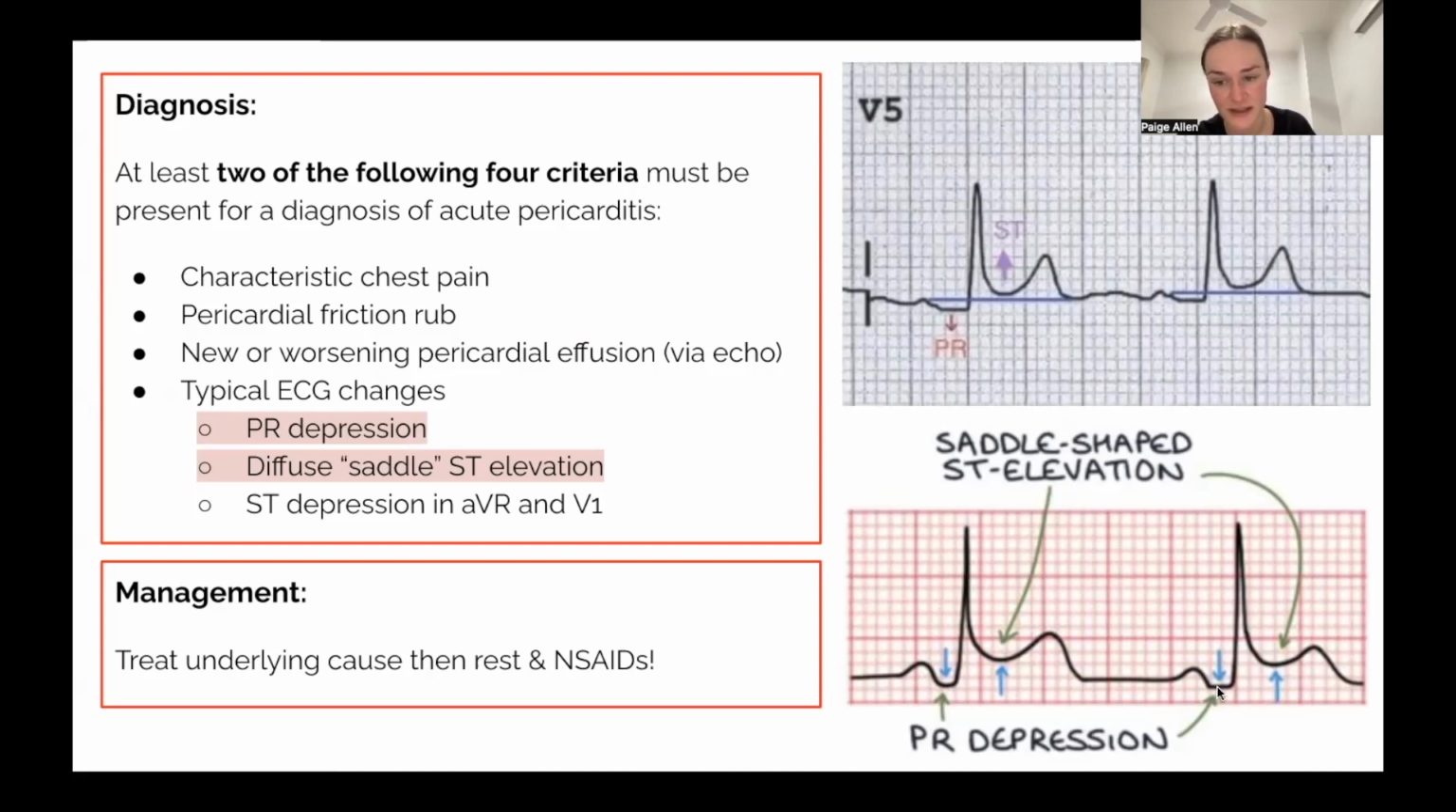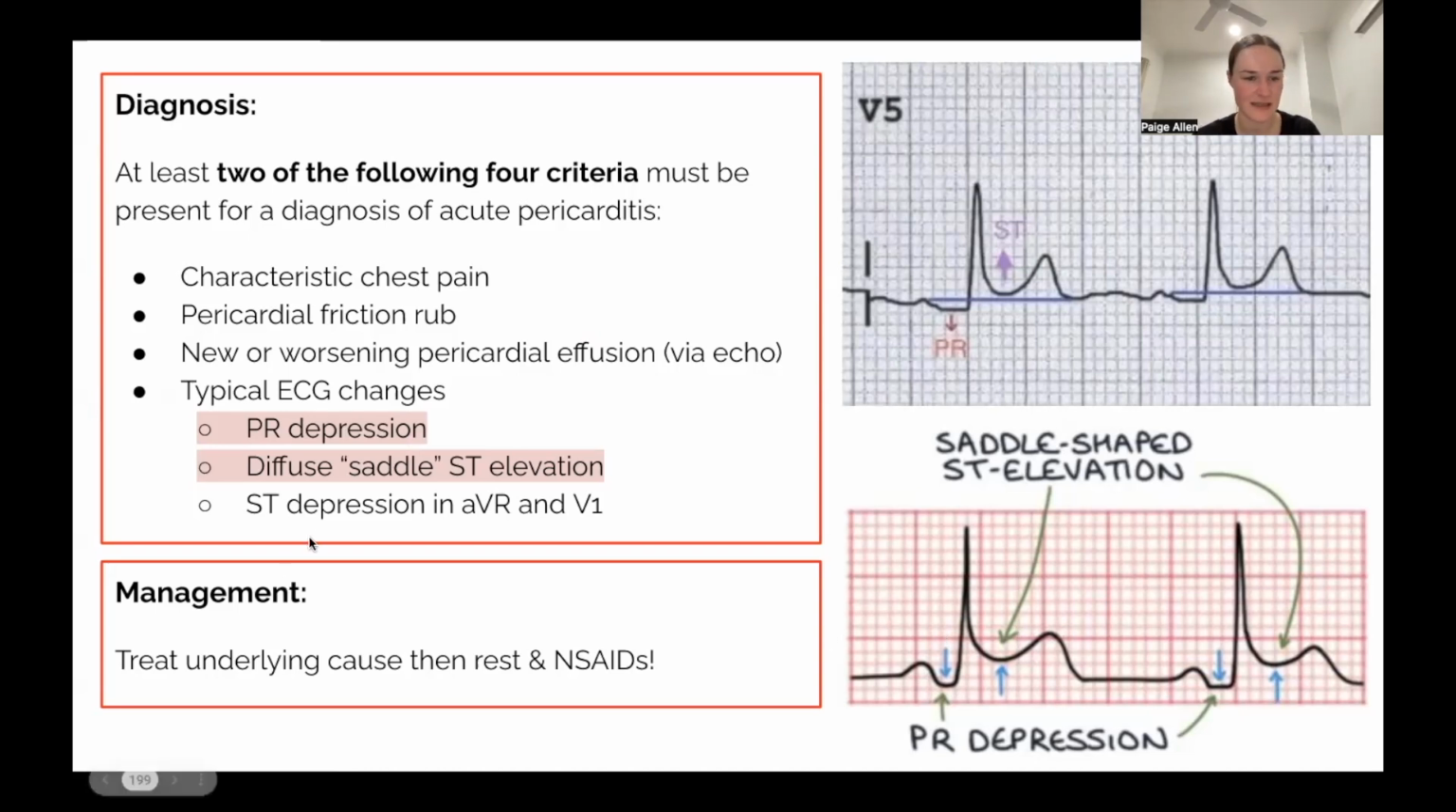You can see that the PR is like a good box lower. The second change that you can see is this saddle-shaped ST elevation. So we know that some other ST elevations don't really dip down like that, they'll just kind of go across, but these saddle-shaped ones are pretty pathognomonic for pericarditis.